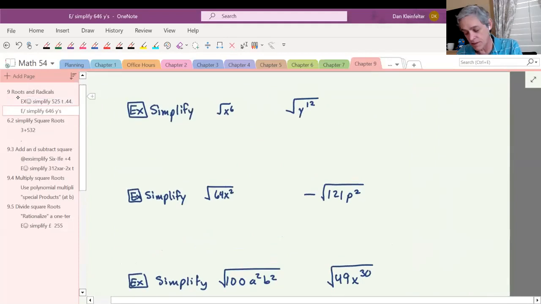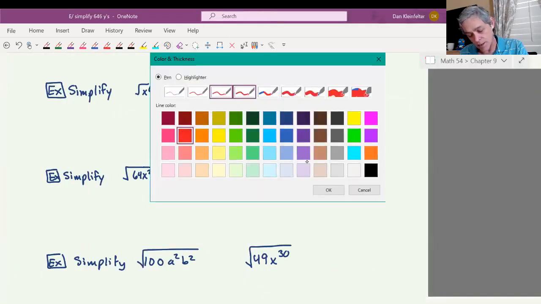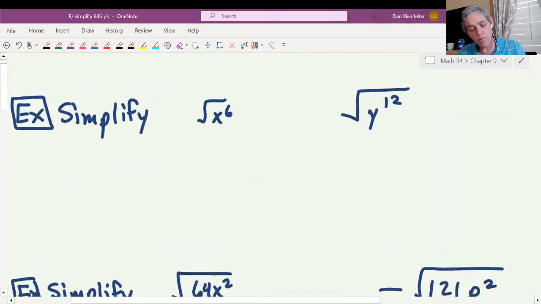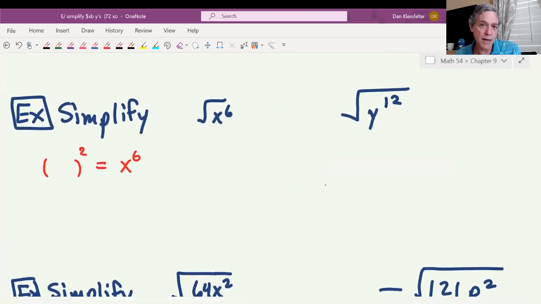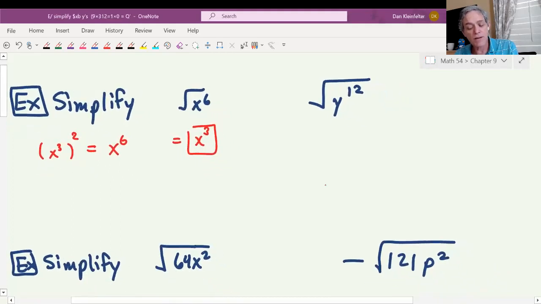Okay, we just have a couple of simplifications to do, and then we are all done. So let's try some. So here we want the square root of x to the 6th power. So the thinking is that I want something that squares to be x to the 6th power. And thinking about our exponent rules, I know that x cubed will work. So the square root of x to the 6th will be x cubed. Okay, using that one as a model, take a minute and find the square root of y to the 12th power.